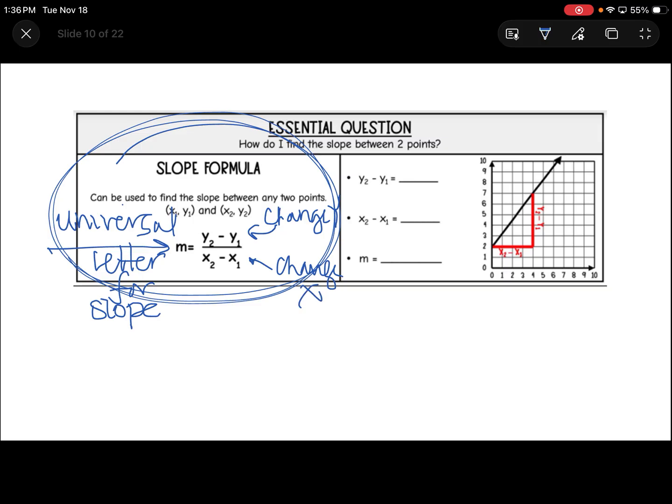Okay? I'm going to show you with the graph, and then I'm going to show you with the formula, and I'm going to try to teach you to use the formula because honestly the formula is faster, more efficient, and you don't need graph paper.